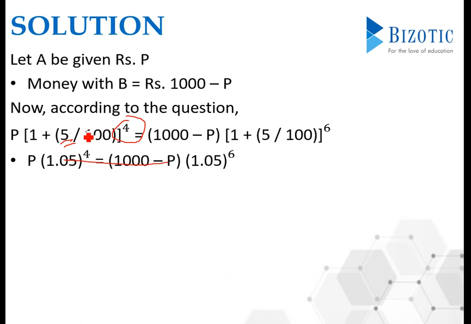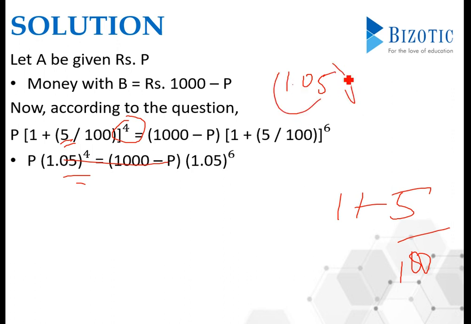So P into 1.05 whole power 4. How did I get that? 1 plus 5 by 100, 100 plus 5, 105 by 100, which is 1.05. So P into 1.05 whole power 4 is equal to 1000 minus P into 1.05 whole power 6. Now how to solve that? This 1.05 power 6 can be written as 1.05 whole power 4 into 1.05 whole square. So this and this will go off. So P is equal to (1000 minus P) divided by 1.05 whole square.